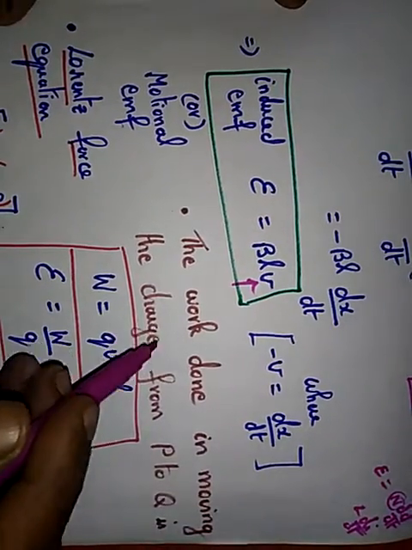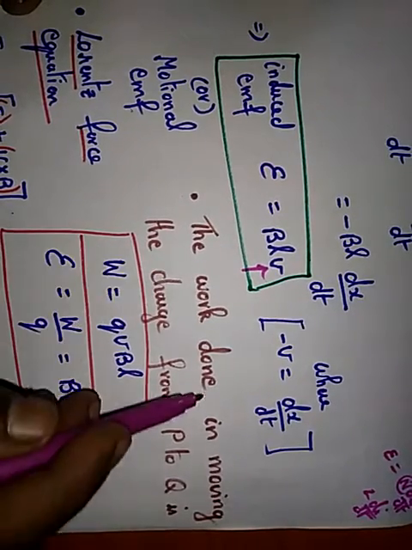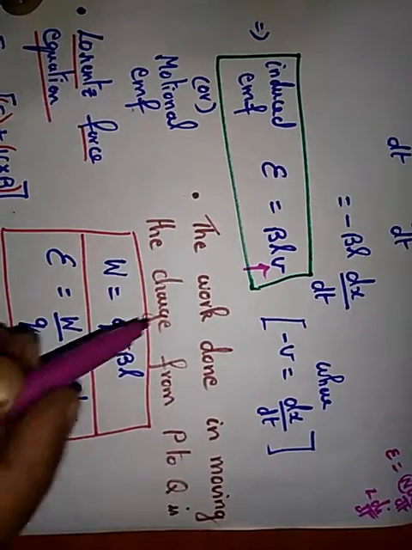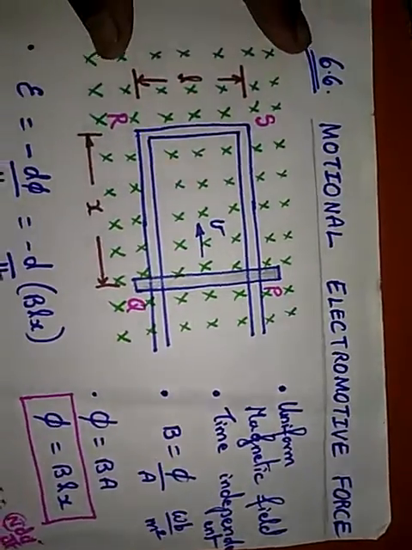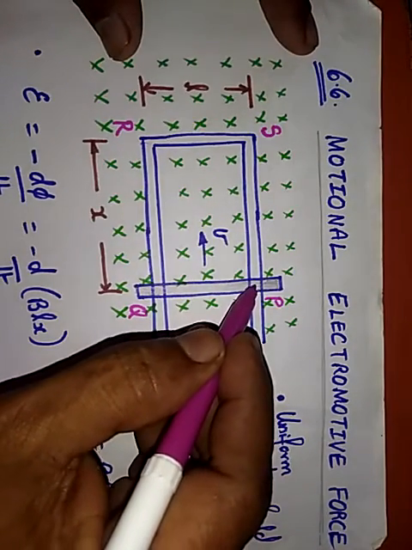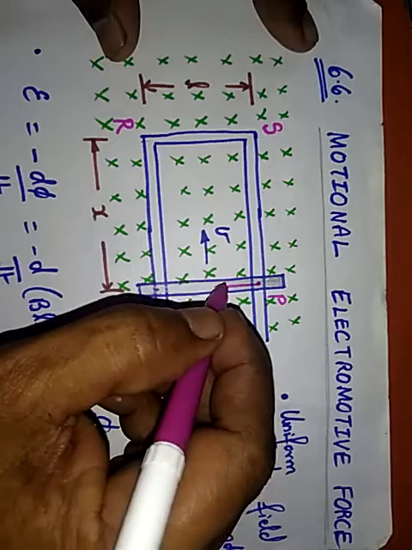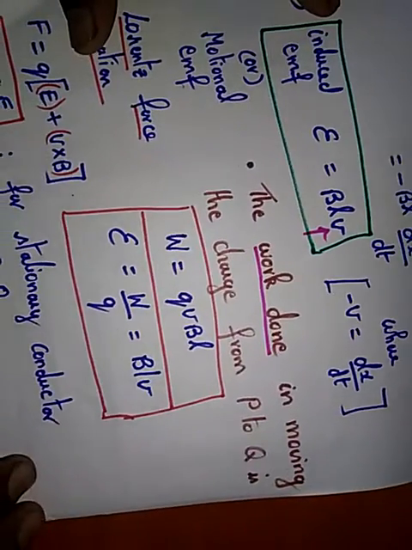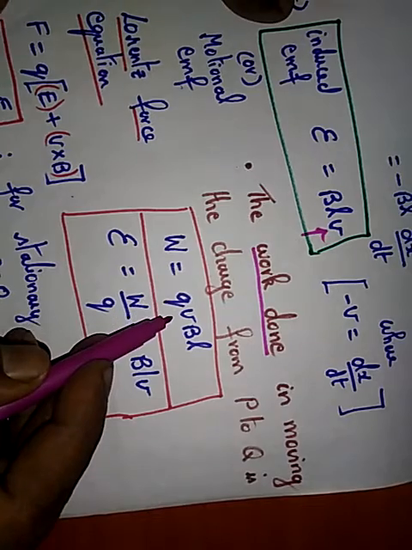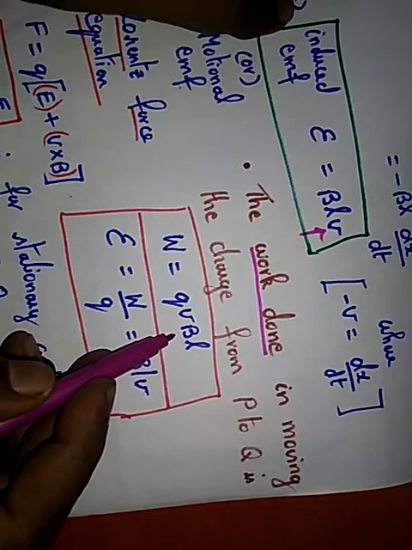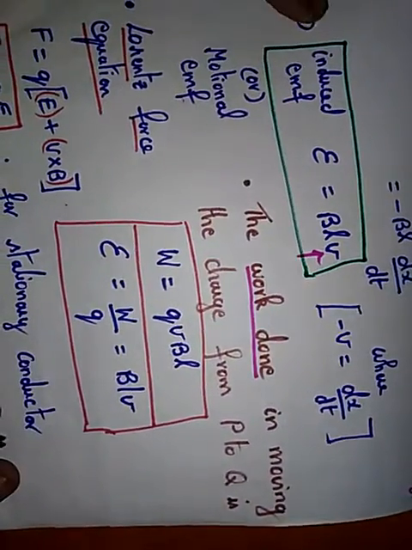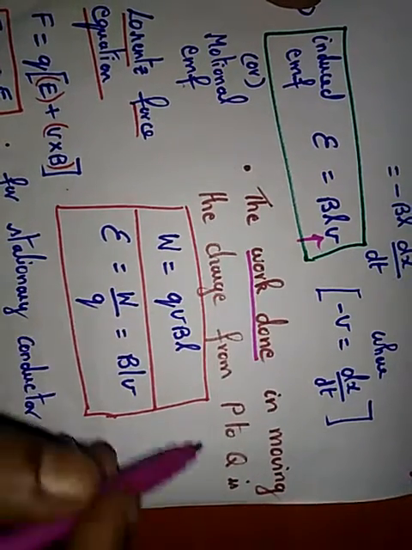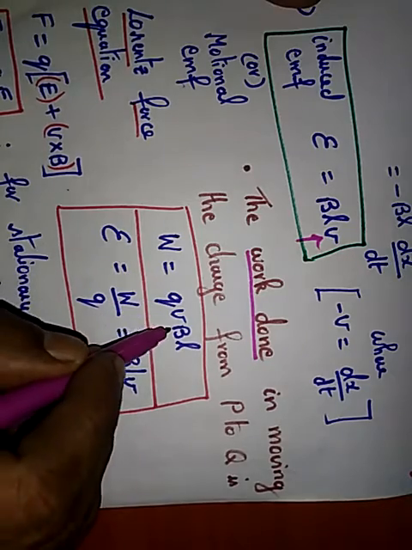Now we deal with the work done in moving a charge from P to Q. You want to move a charge from this point to Q in this direction. We have the formula: work done is equal to Q, V velocity, B magnetic flux density and L, where L is the length of the rectangular loop. So the work done in moving the charge from P to Q is equal to QVBL.